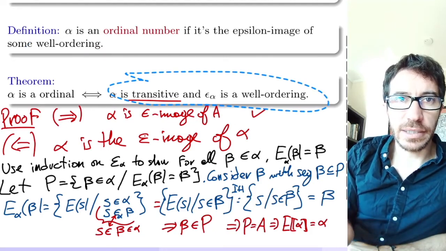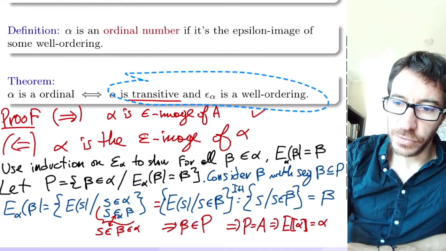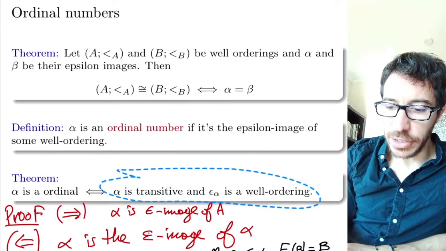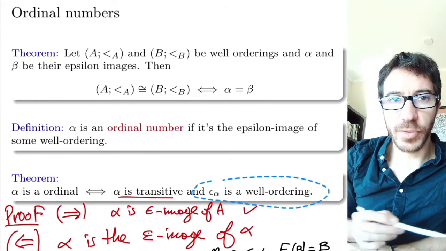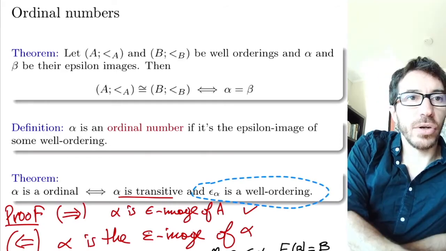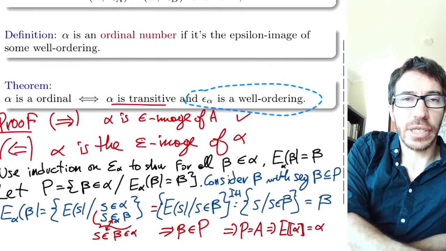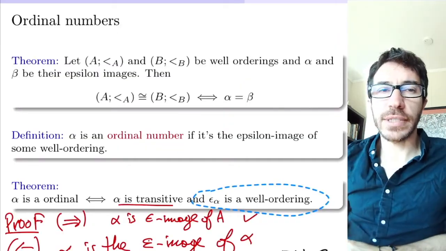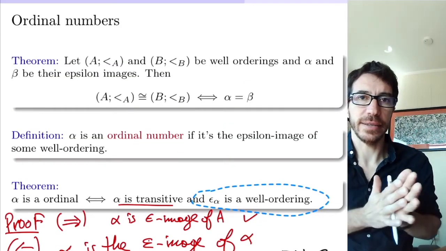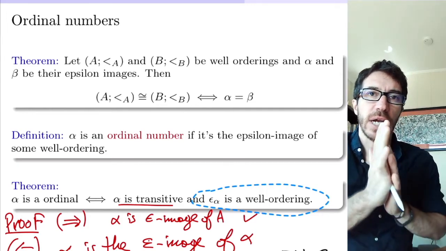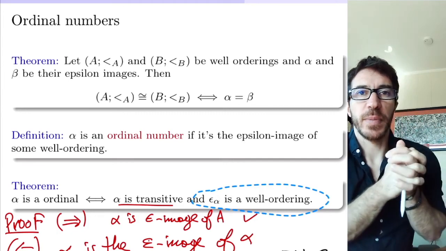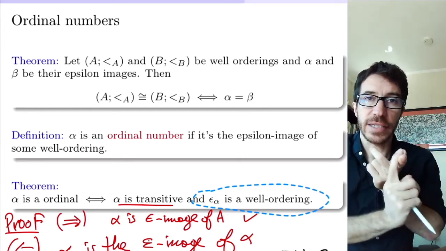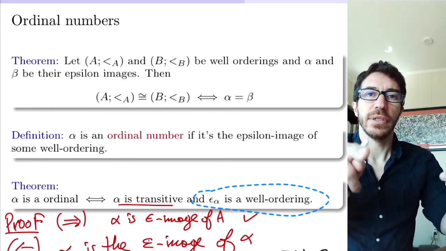You have to be transitive in the sense of this property up here, and the epsilon relation has to be a well ordering on you. We're going to see later that actually you don't need well ordering. All you need is a linear ordering if you have the foundation axiom, which we don't have yet. But okay, that's fine. We have a class. Cool. So that's our ordinal numbers: transitive sets where the belong relation is a well ordering, and they satisfy the property that any two well ordered sets are isomorphic if and only if their epsilon images are these guys, and the epsilon image of themselves is themselves.